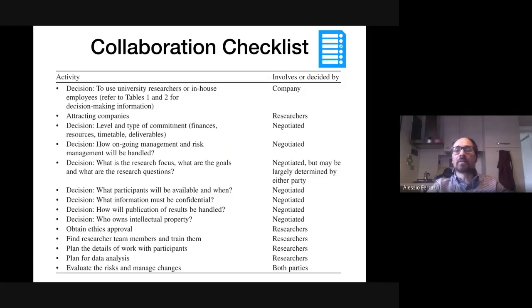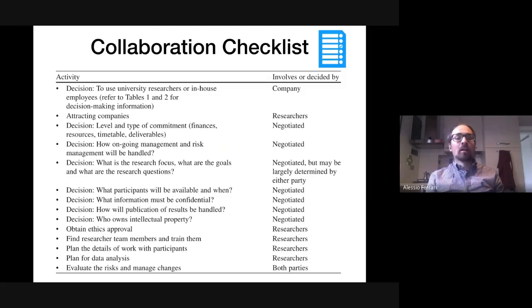This is probably not for you today or tomorrow, but it's something that may happen to you in the future. So there are some decisions that are from the company, and some decisions that are from the researchers, and some are negotiated between the two parties. As usual, the important things are also bureaucratic.